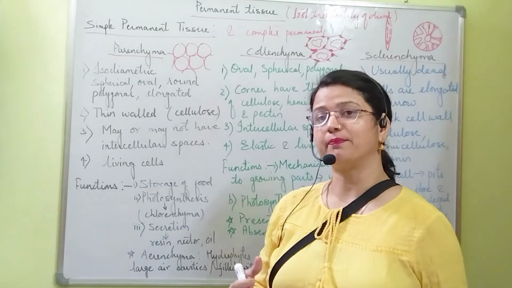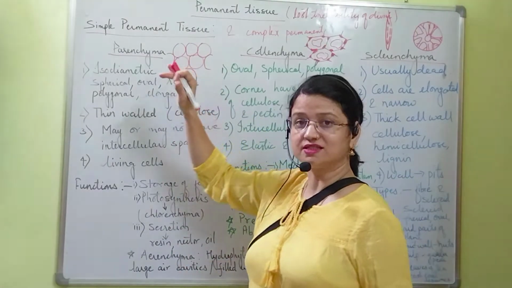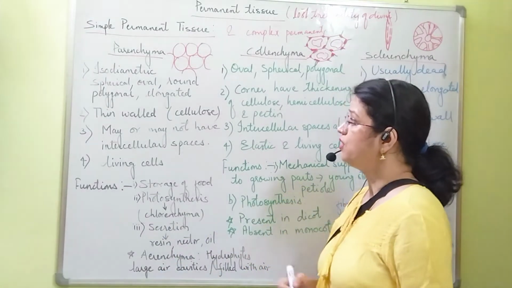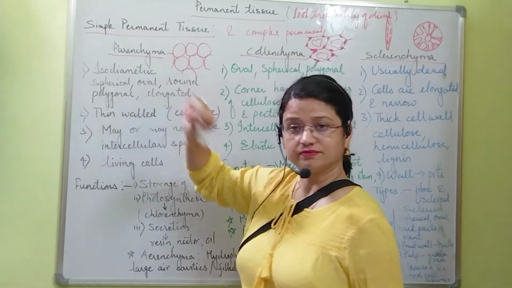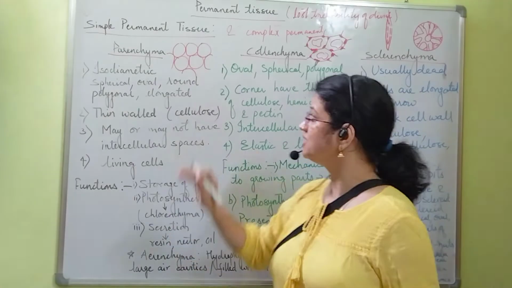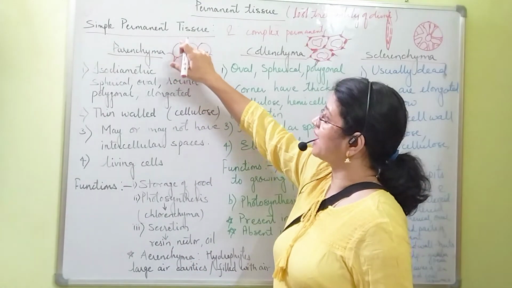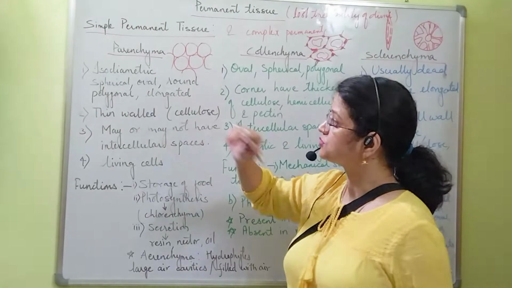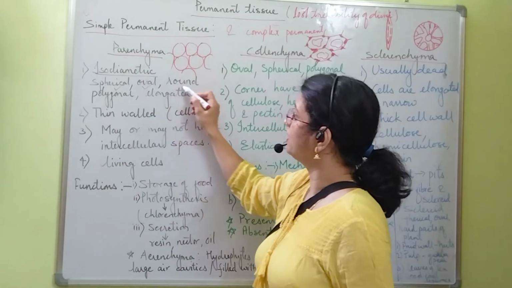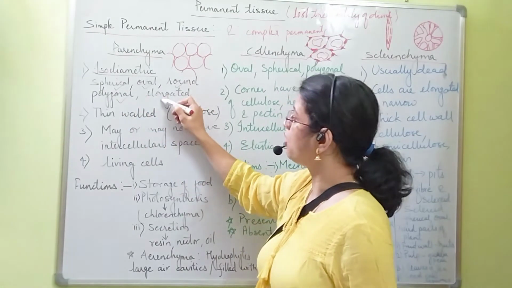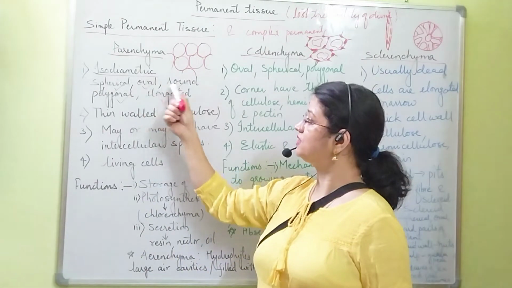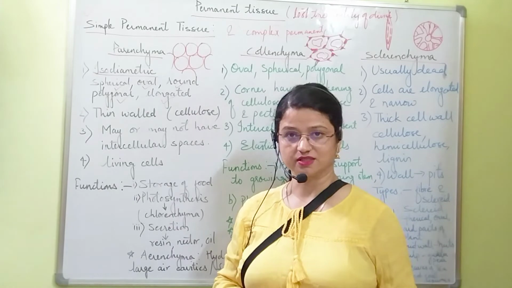Parenchyma tissue is made up of the same type of cells, and these cells are known as parenchymatous cells. These are isodiametric. Iso means equal and diametric means diameter. So these cells have almost equal diameter in all planes. They may be spherical, oval, round, polygonal or elongated in shape.